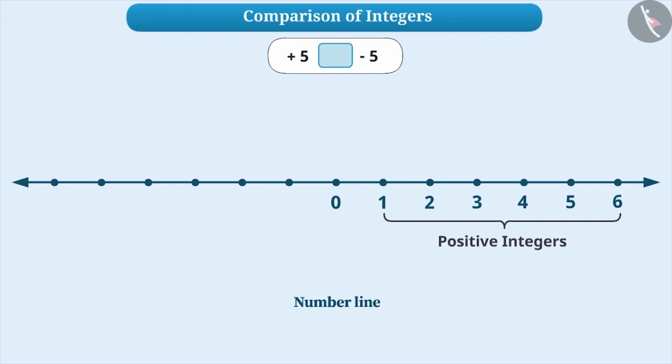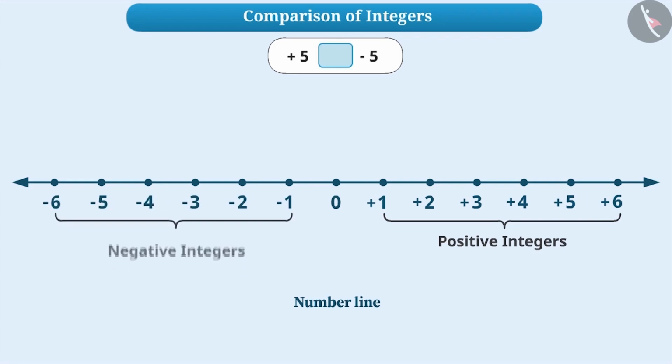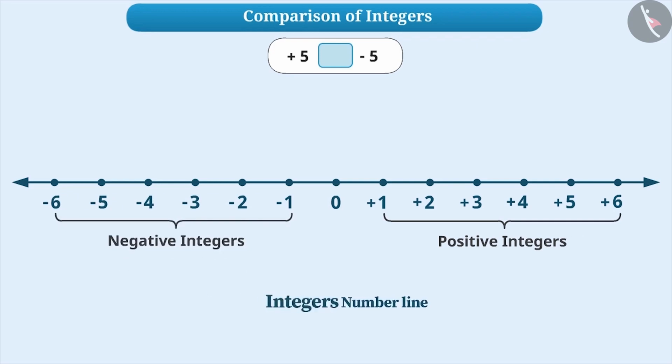It would be correct to express them with a positive sign, such as +1, +2, +3, etc. Similarly, to the left side of 0, mark the negative integers such as -1, -2, -3, etc. By doing so, we have obtained the number line of integers. Here we can say that all positive numbers are to the right of 0 and all negative numbers are to the left of 0. Note that this is a horizontal number line.